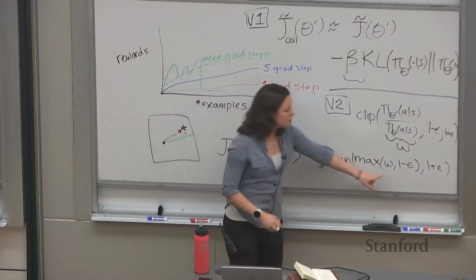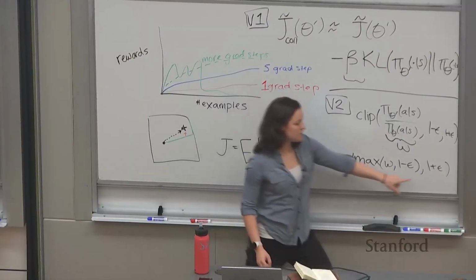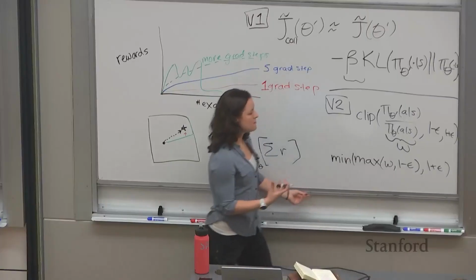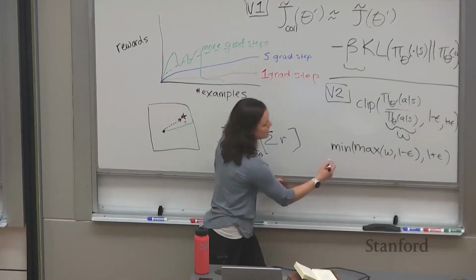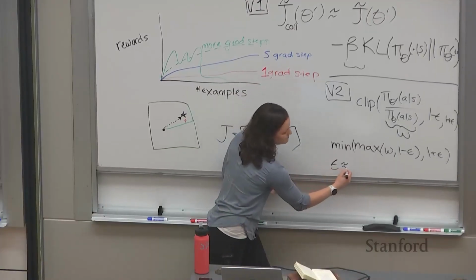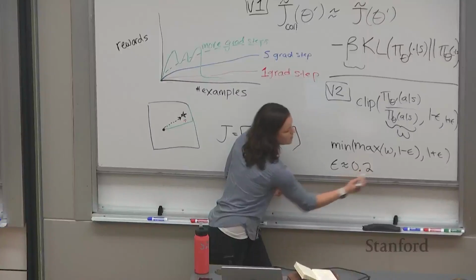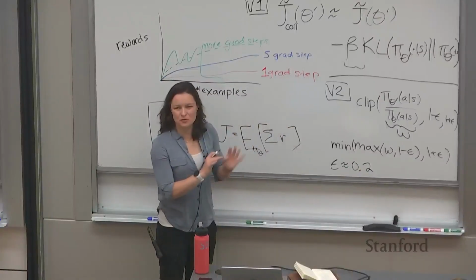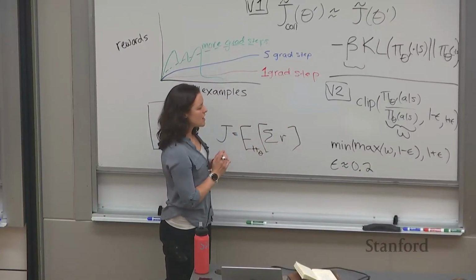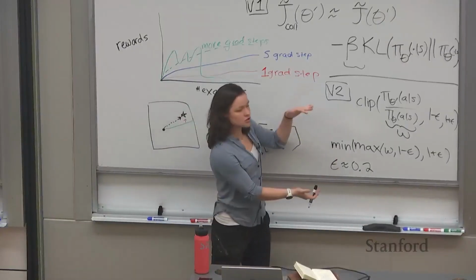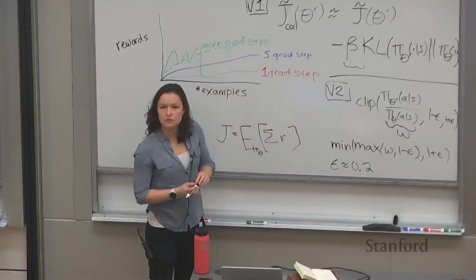So it cannot be below 1 minus epsilon, and it cannot be above 1 plus epsilon. A value of epsilon used in practice might be something like 0.2. So it's not tiny, even though sometimes we refer to epsilon as tiny numbers. In this case, it's going to be constraining the weight to be between 0.8 and 1.2.